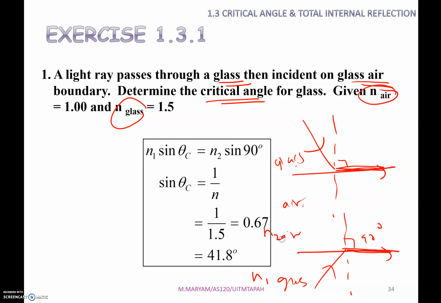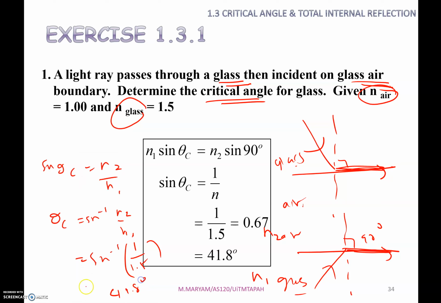This is your n2. To calculate the critical angle, we have to use sin theta c equals n2 over n1. So your theta c will be sin negative 1 of n2 over n1, where your n2 will be the index of refraction of air, and your n1 is the index of refraction of glass. So put that in here, 1 over 1.5, and you will get 41.8 degrees.